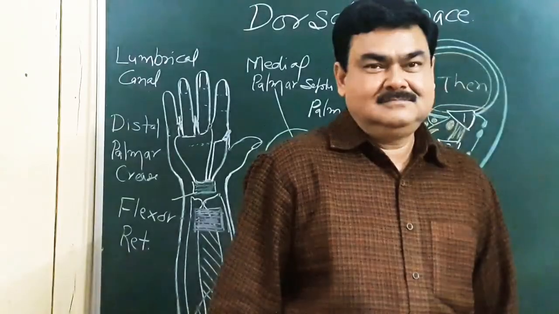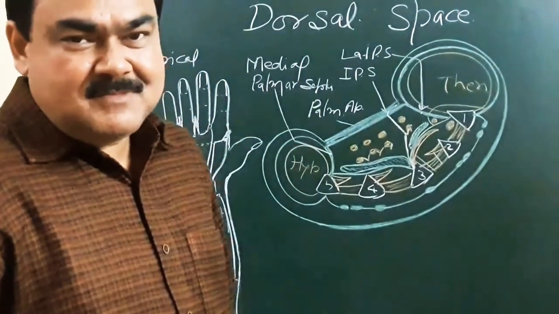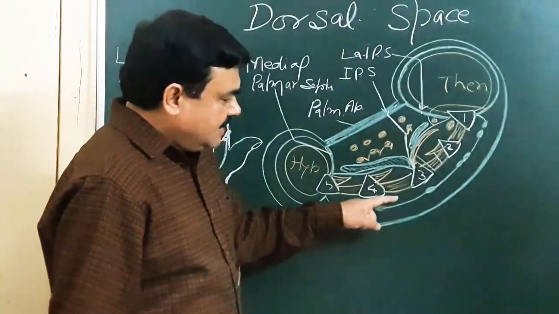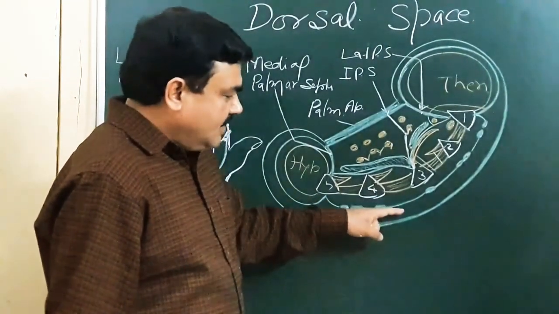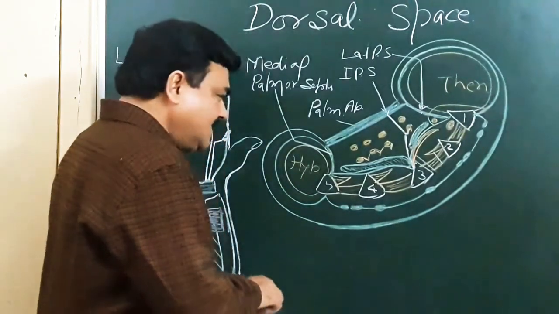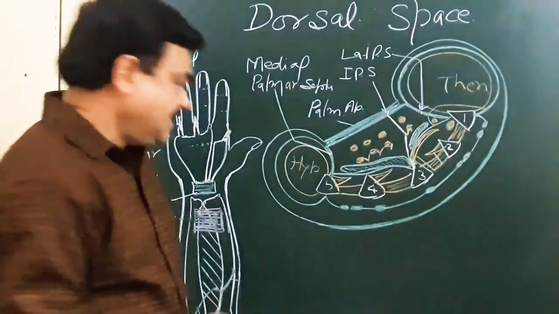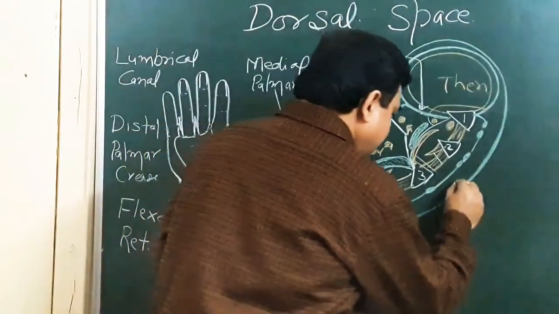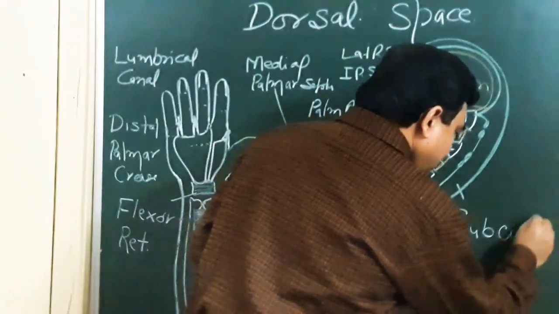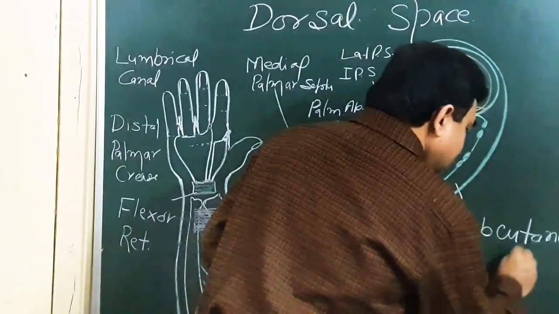Now we'll discuss the dorsal spaces of the hand. Here in the dorsal region of the hand, there are two spaces. One space is just below the skin. This is the skin, and just below the skin is the subcutaneous space.